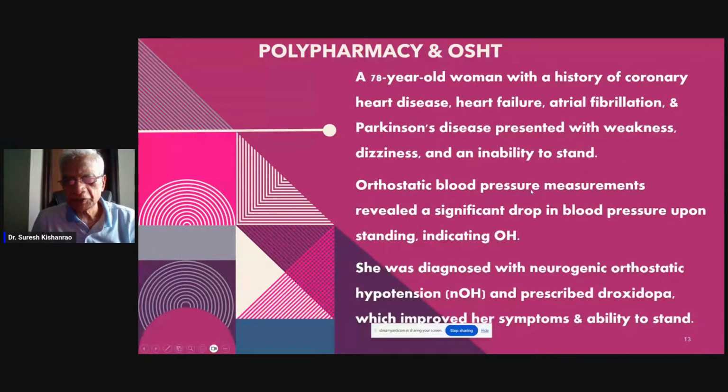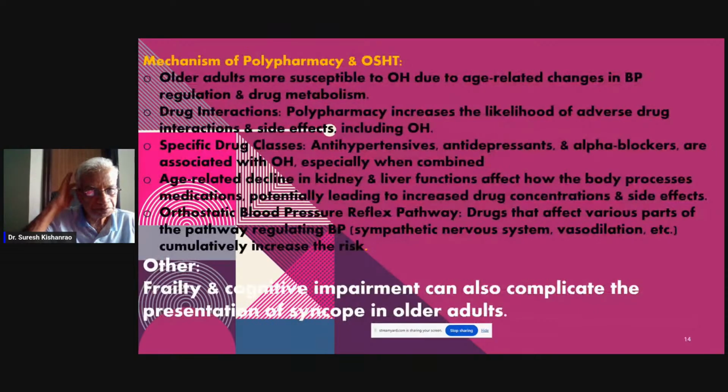Orthostatic blood pressure measurement revealed a significant drop in blood pressure upon standing, indicating orthostatic hypotension. She was diagnosed with neurogenic orthostatic hypotension and prescribed droxidopa, which improved her symptoms and ability to stand. How does polypharmacy affect orthostatic hypotension?